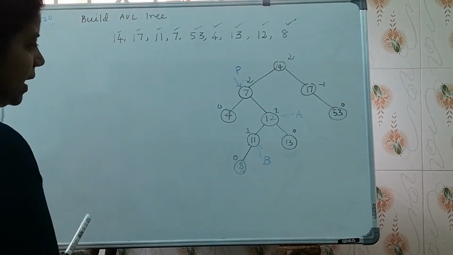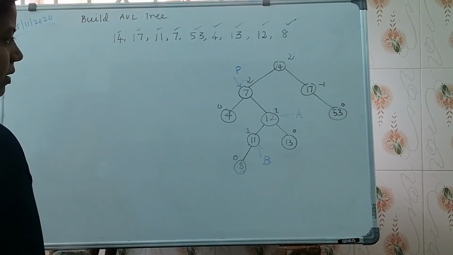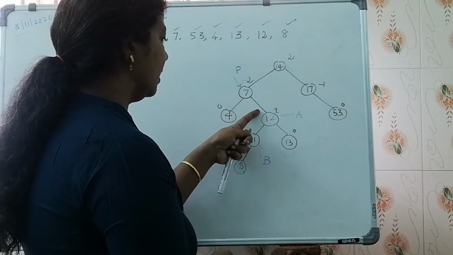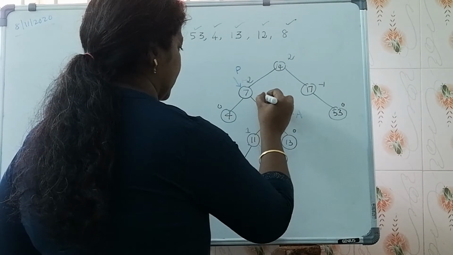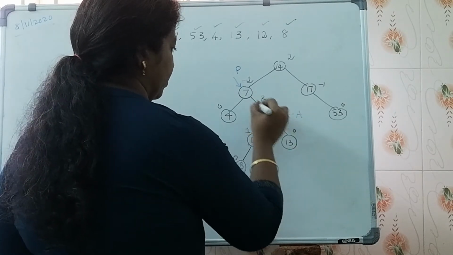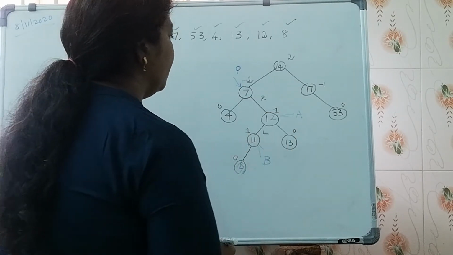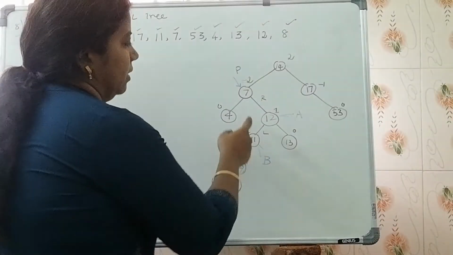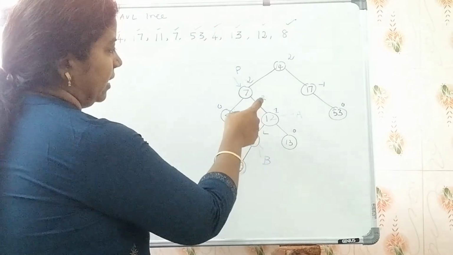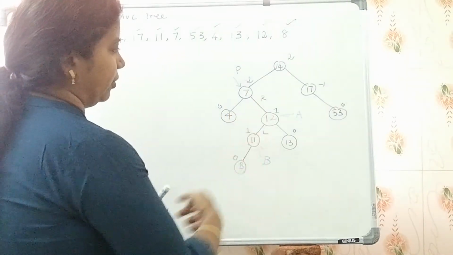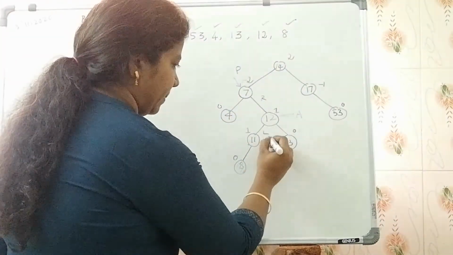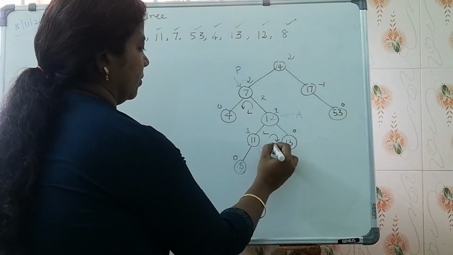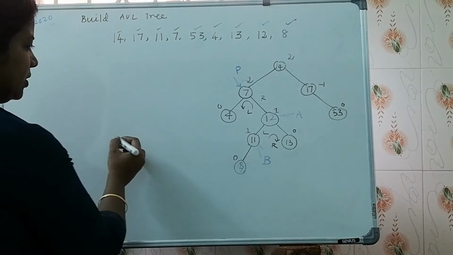Now we have to apply rotation. Which case? Again case 4, okay, because it is in the right left. This is right, this is left. Insertion happened right to left, but we have to apply the rotation twice. First you apply right rotation followed by left rotation. Right rotation you have to apply here, and then left rotation you have to apply here. Okay. Now let me take that procedure first.